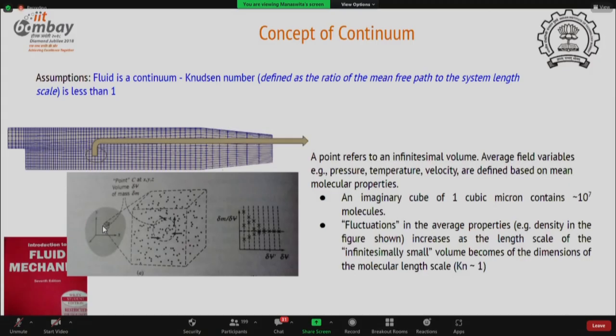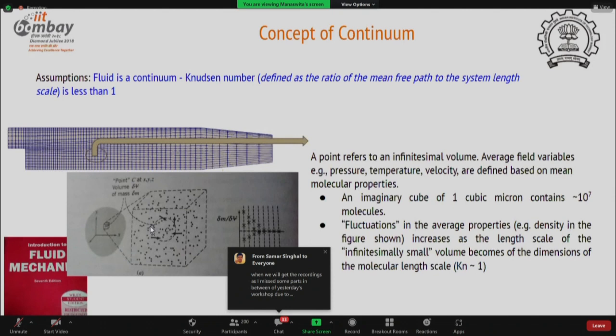The tiny volume, which is a point, refers to an infinitesimal volume. On that point, the average field variables are determined. However, this infinitesimal volume contains a large number of molecules.